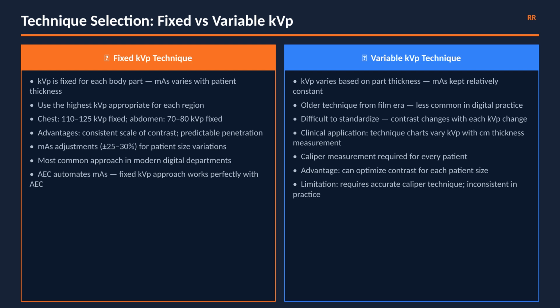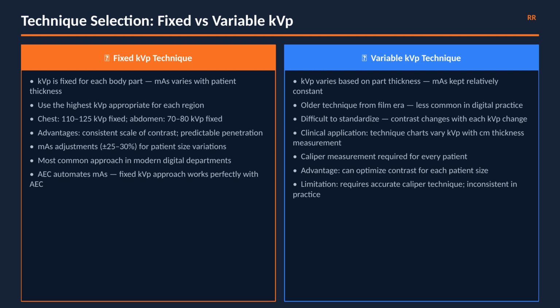mAs varies with patient thickness. Use the highest kVp appropriate for each anatomical region. Chest, 110 to 125 kVp fixed. Abdomen, 70 to 80 kVp fixed. mAs adjustments of 25 to 30% for patient size variations.